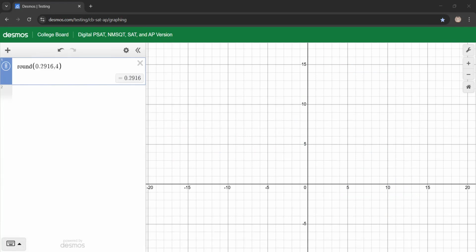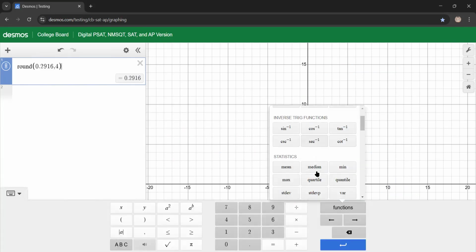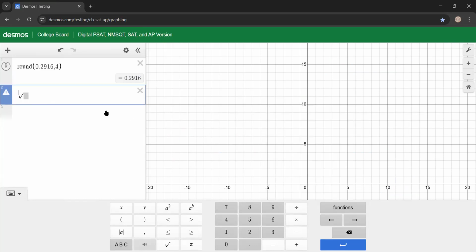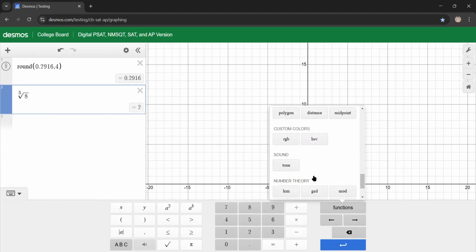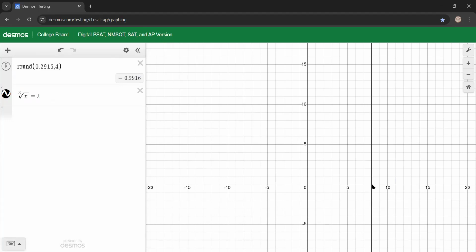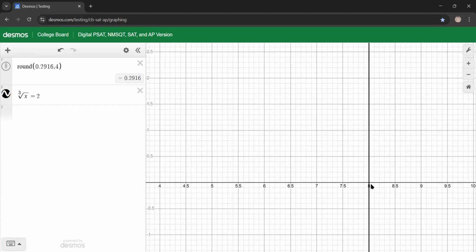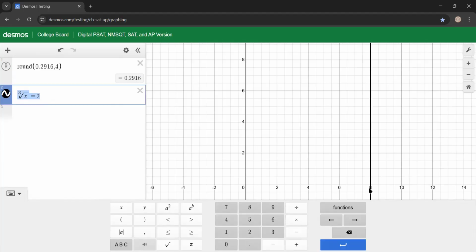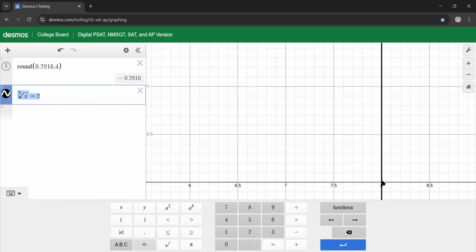Well, that was about the round. And what else? Let me check. Okay. You have the root. Let's say you have the third root of 8. That's 2. Or maybe you have the third root of x equals 2. Ta-da! See? Sometimes you won't be able to see the intersections properly because you have these forms of equation. So just zoom in a bit. You will be able to see the value. Okay, it is 8.